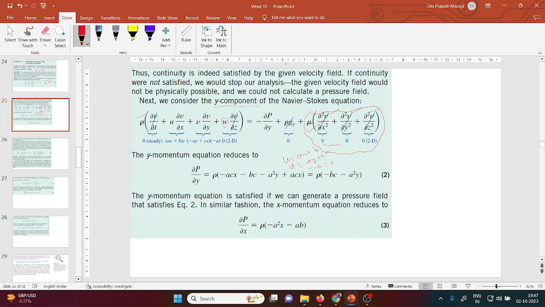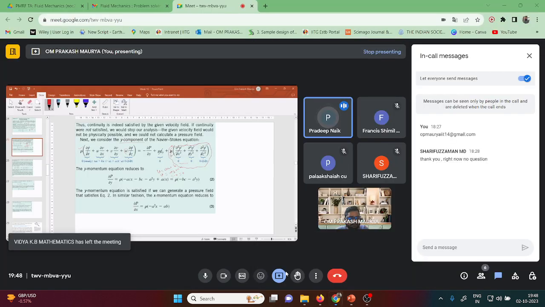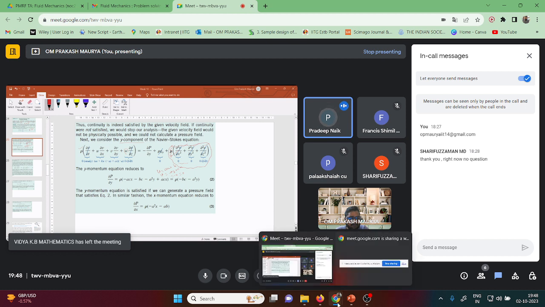And your flow is 2D, so the differentiation with respect to z is also 0. So this viscosity term is neglected for this question. I think your doubt is clear by this problem. Pradeep, yes, the whole term is discarded basically because the problem is given like that, right?